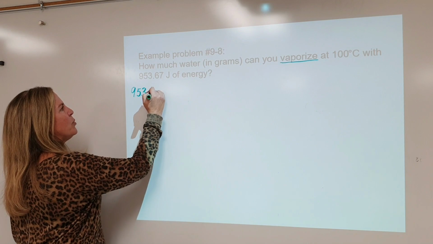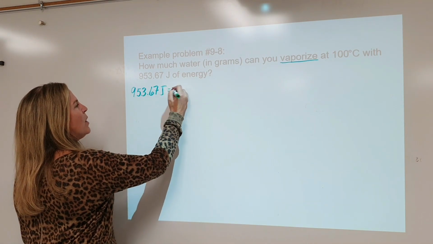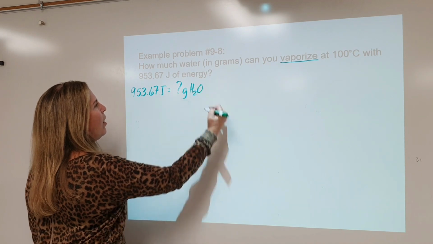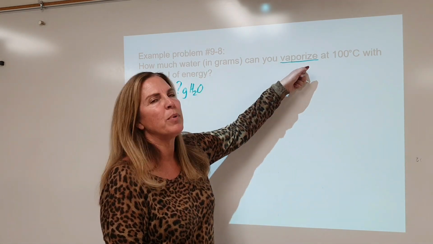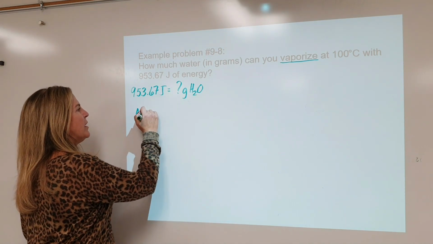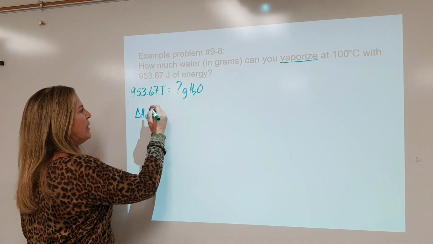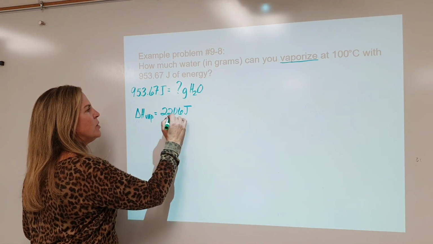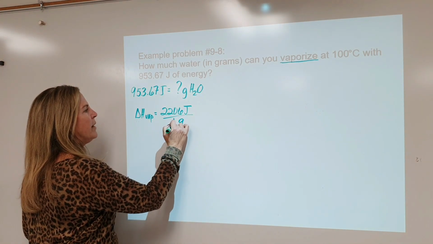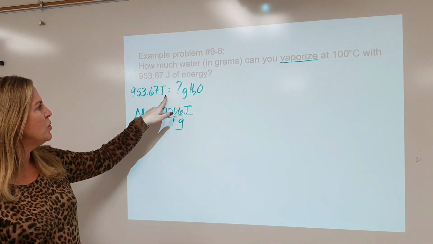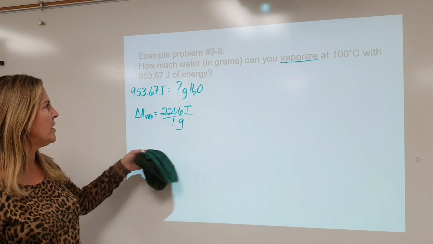So we have 953.67 joules. And what do I want to know? I want to know how many grams of H2O. Since I am vaporizing, I need the heat of vaporization, so the delta H of vap, right? And I believe it's 2,206 joules per every 1 gram, right? That gives me a relationship. So I've got joules, I want to go to grams, I can use this to get there.